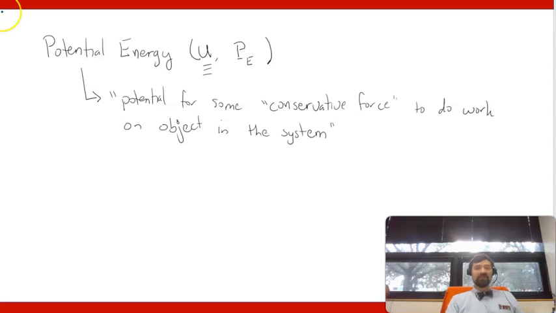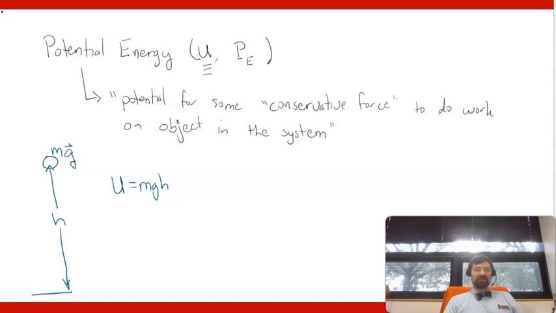So, for example, if I have a rock and I've got the ground down here, the amount of work that could be done on this rock by gravity is equal to whatever the mass of the rock is times whatever the gravitational field strength is, so basically m times g, my force, times however high above the ground the rock is. So we might say something like U equals mgh in this case.